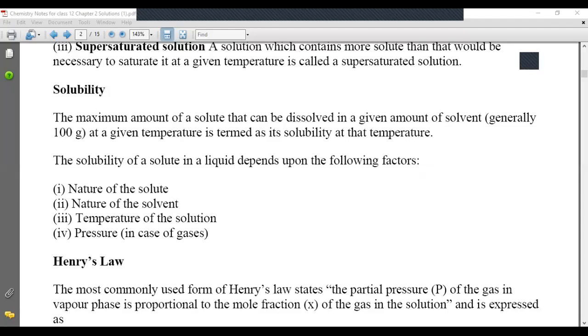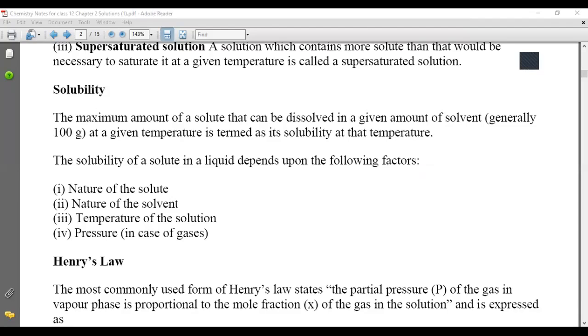Now let us start solubility of a solute. So let us define solubility. It's a very simple definition. In lower class, even you have learned a lot about solubility. So here again, we are going to define solubility: the maximum amount of a solute that can be dissolved in a given amount of solvent, generally 100 grams, at a given temperature.